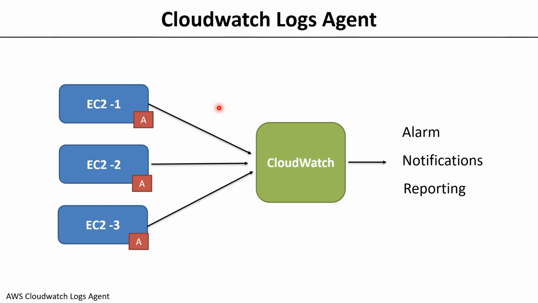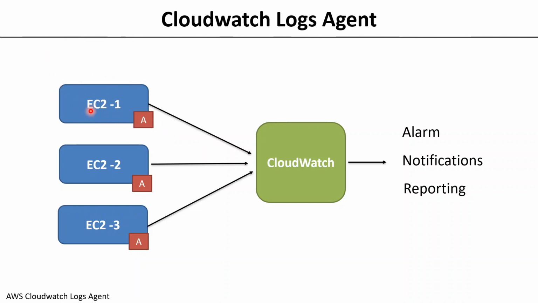In this particular diagram, as you can see, I have three EC2s. Each EC2 will be installed with a CloudWatch agent. The work of this CloudWatch agent is to collect the configured logs from this particular EC2 and send them to CloudWatch. So now CloudWatch will have the important logs from this EC2, this EC2, as well as this EC2. This agent is configurable, as you will see in this demo as well, wherein you can specify what kind of log you really want to collect from these EC2s.